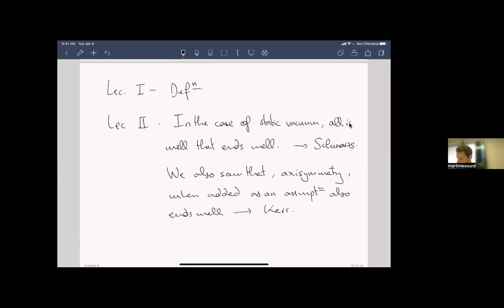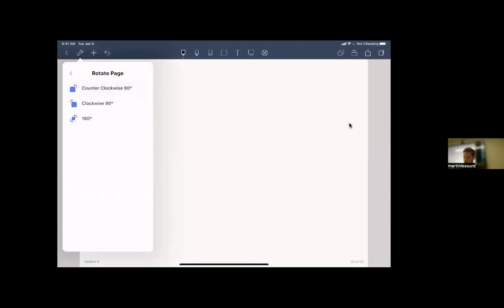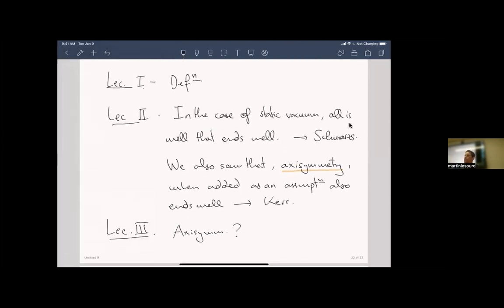And so at the end of lecture 2, which was last time, I asked the question, how do we justify this? And this is now the subject of lecture 3. So in lecture 3, the plan is understanding axisymmetry. When are we allowed to assume this, or can we actually justify this on the basis of other assumptions? Okay, any questions concerning what we've covered in the last 2 lectures and what's coming up today?